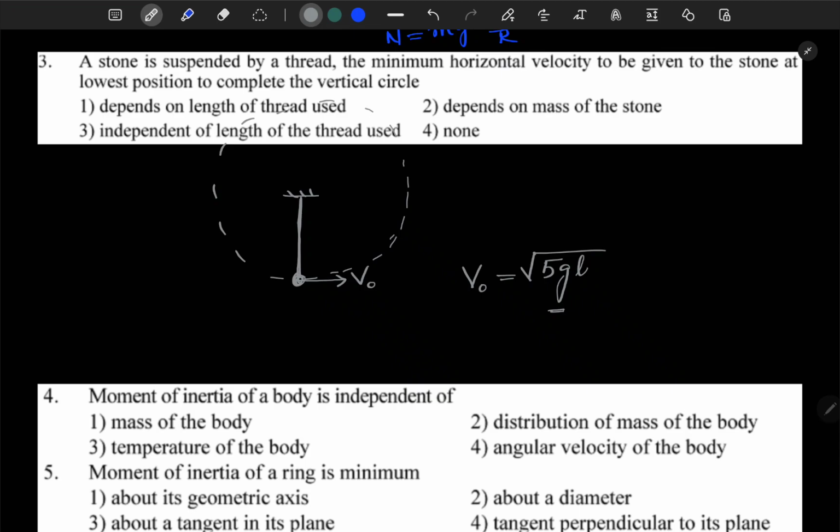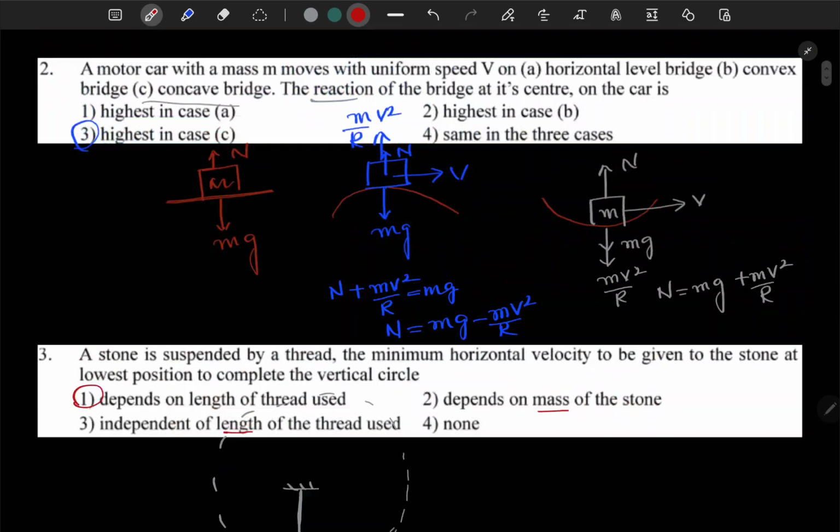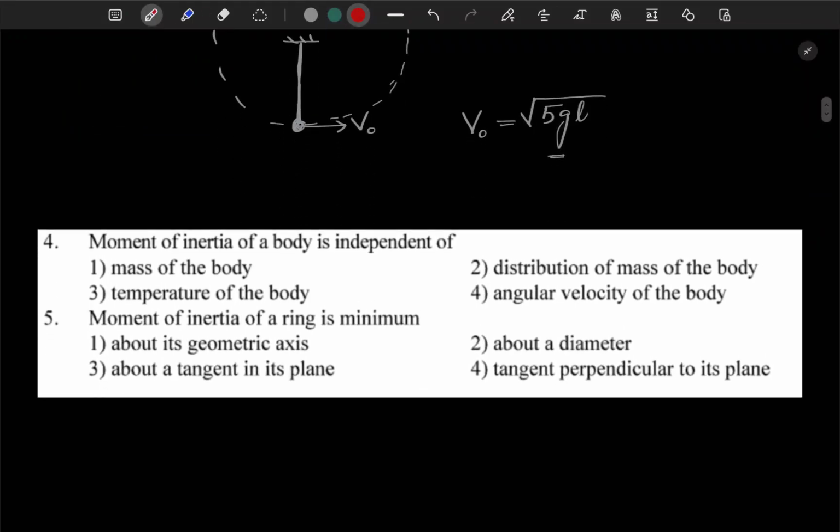So the answer for this question: is it independent of the length? No, it does depend on the length. Does it depend on mass? No, it only depends on the length of the thread. So option A is correct. I'll come back to this one. The first one is option 3, the second one is option 3, and the third one is option 1.